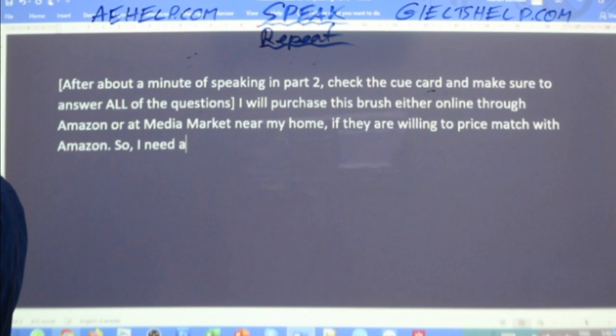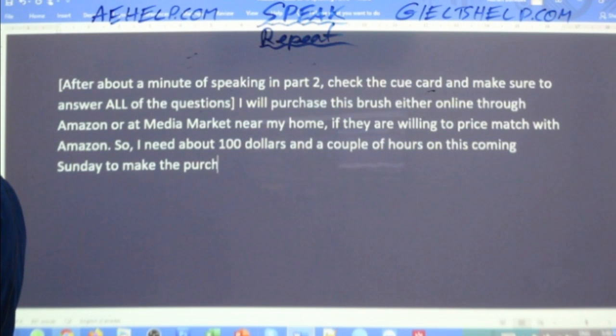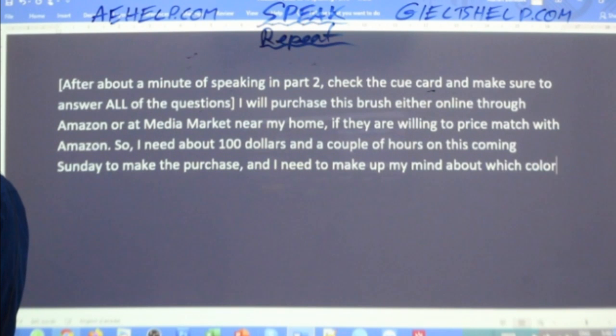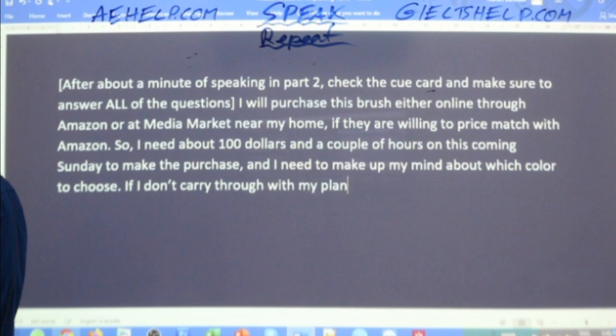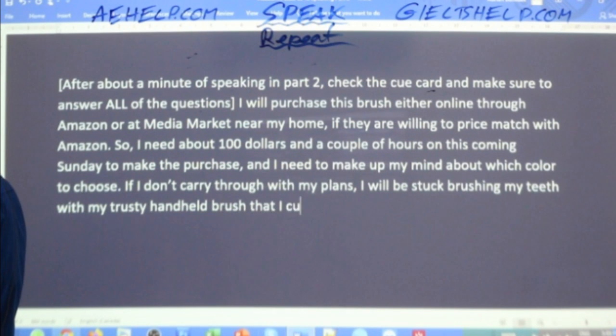So I need about $100 and a couple of hours on this coming Sunday to make the purchase. And I need to make up my mind about which color to choose. If I don't carry through with my plans, I will be stuck brushing my teeth with my trusty handheld brush that I currently use.